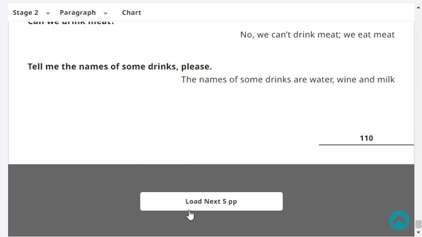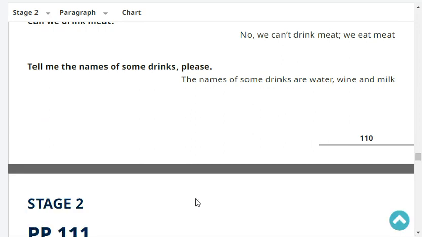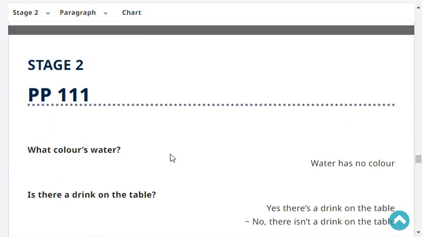Tell me the names of some drinks, please. The names of some drinks are water, wine, and milk. What colors water? Water has no color. Very good.